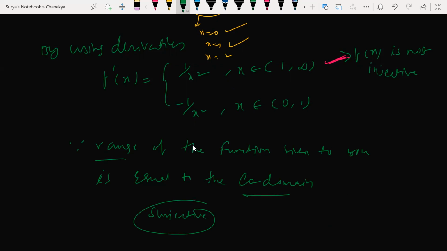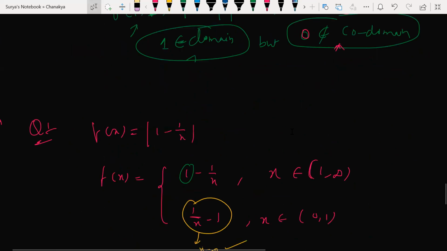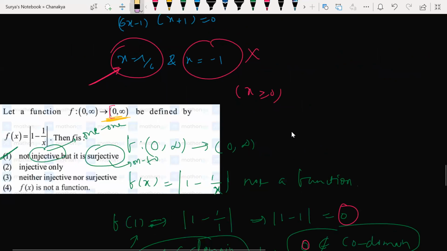It is surjective. But look at this here. Actually, guys, as per the given question, if it is open bracket, that is not a function. If it is close bracket, definitely the answer is going to be option 1. Understood my point? As per the question given to you, it is given open bracket. Check here. So that is not a function. If it is close bracket given to you, then it should have been not injective but surjective.